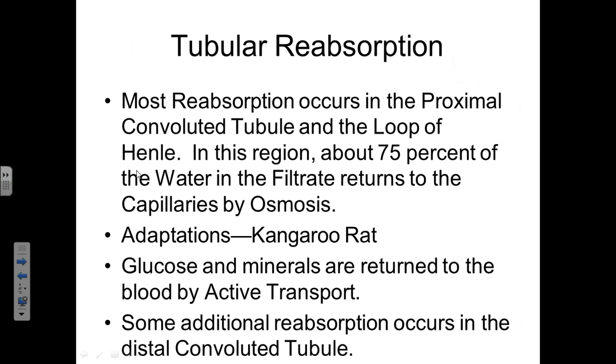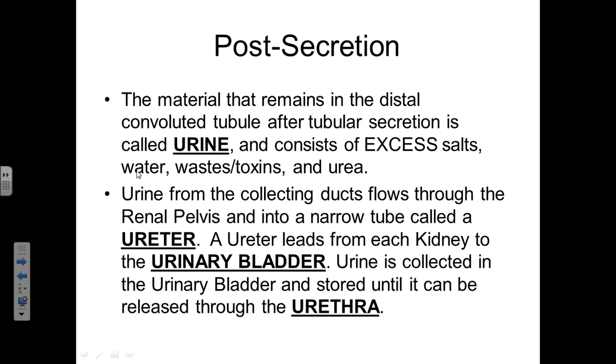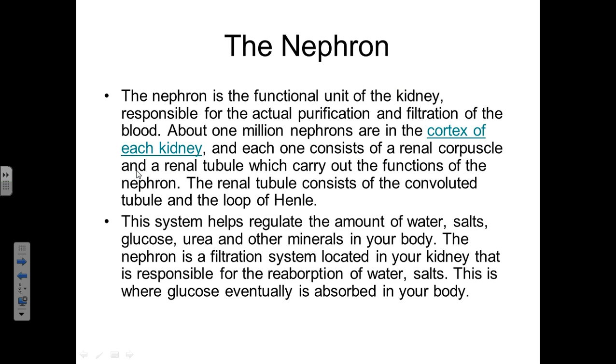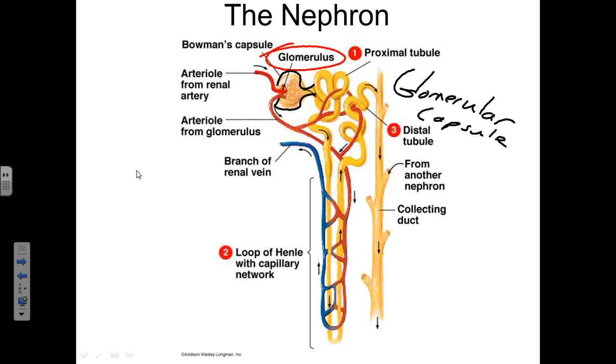Step two is called tubular reabsorption. And before we go through this slide, let's go back to the picture for a second. Now again, everything up here in yellow is the nephron. So far, we've only looked at this glomerular capsule, this Bowman's capsule. That's where filtration happens. But the next part of the tube is this twisty part right in here.